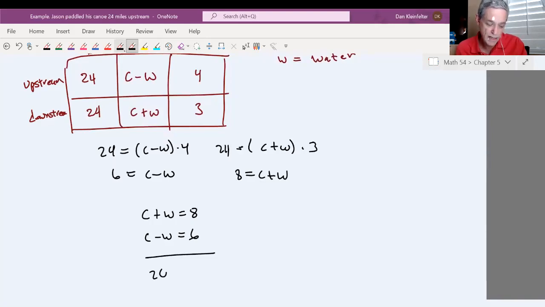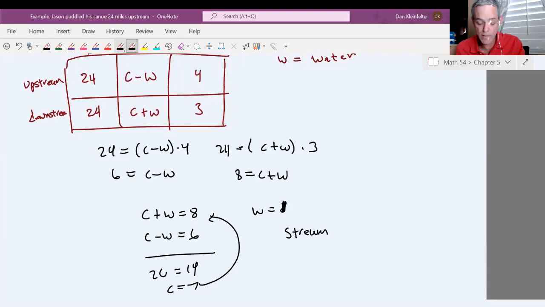We'll have 2C is equal to 14, so that C is 7. Now we know the speed he is canoeing is 7 miles per hour. And since C plus W is 8, that implies that W is 1. So the speed of the stream, or current, I guess they put in the problem, is 1 mile per hour. And then the canoeing, how fast he is rowing, is 7 miles per hour.